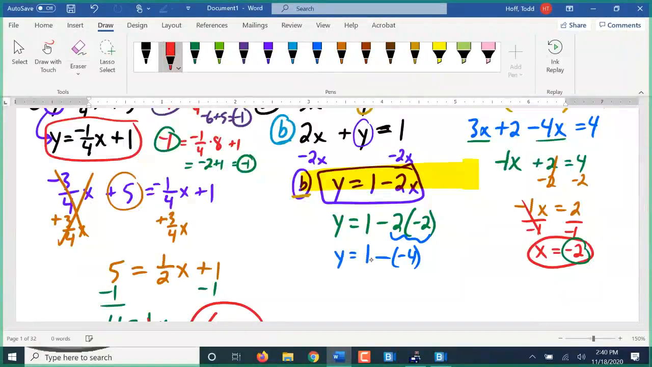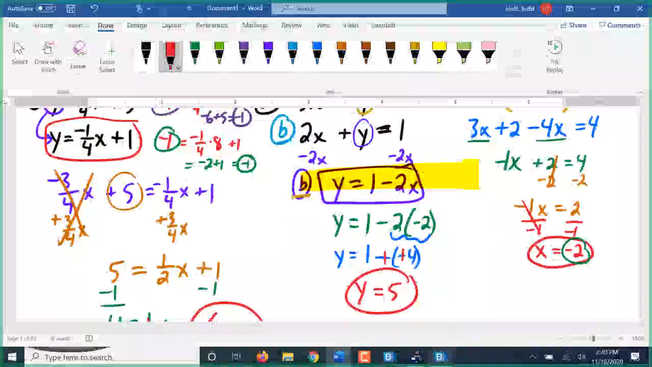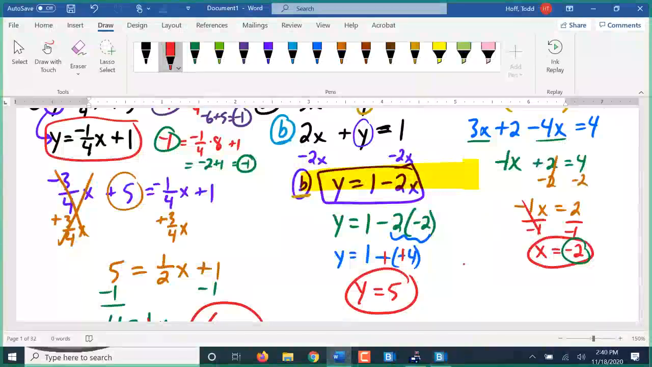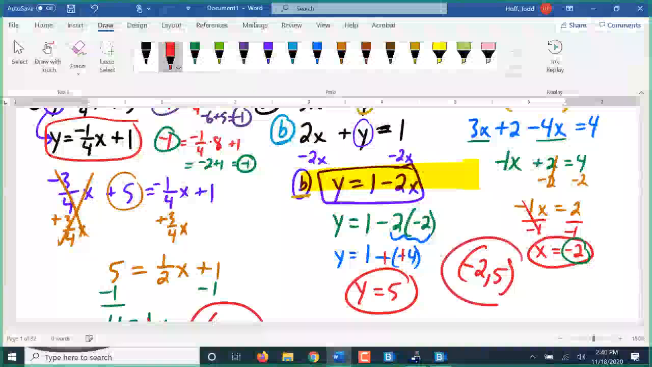1 minus a negative 4 is the same as 1 plus 4. So y equals 5. So our solution to that equation is x equals negative 2, y equals 5.